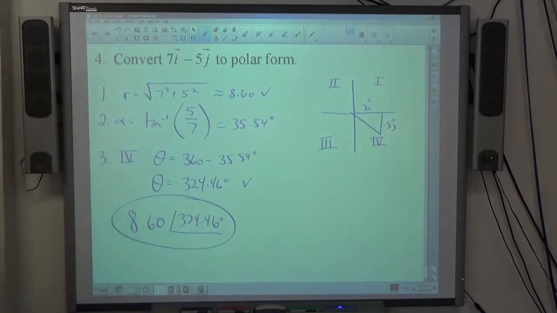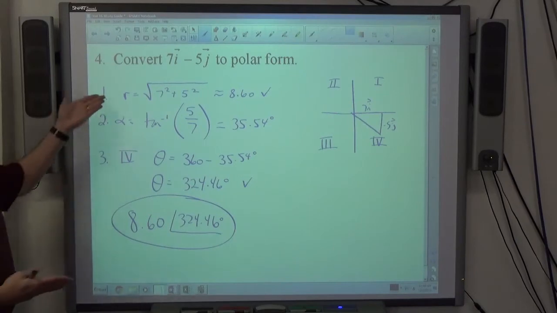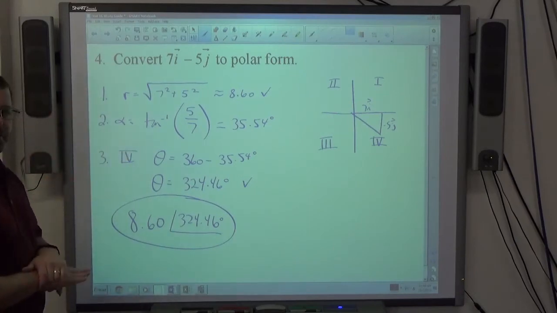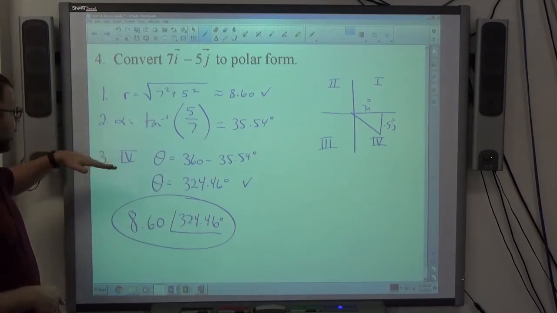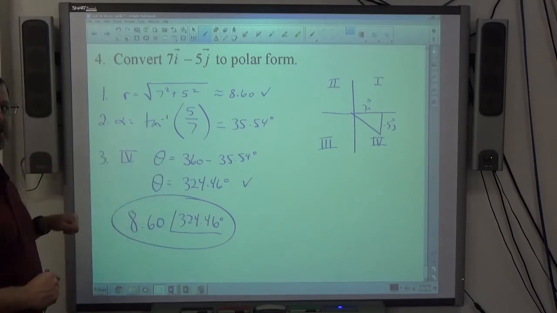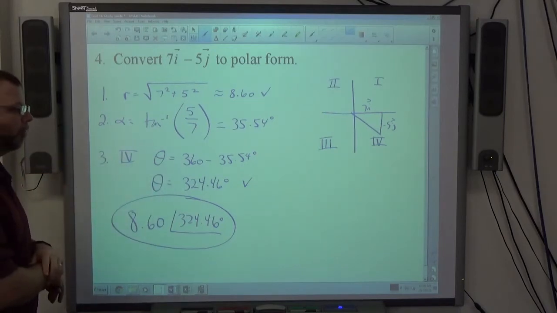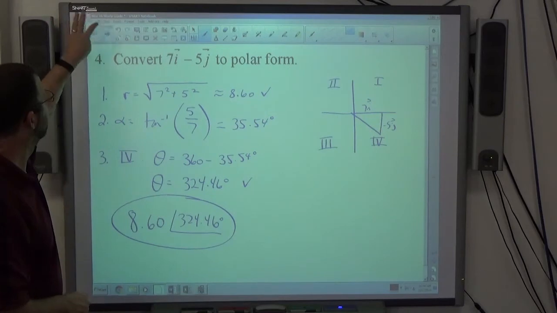I'm expecting your answer to look like that. And again, the technique is right there. The formula sheet contains the technique. It contains all the rules for how to find theta based on quadrant. It's up to you to apply everything properly.